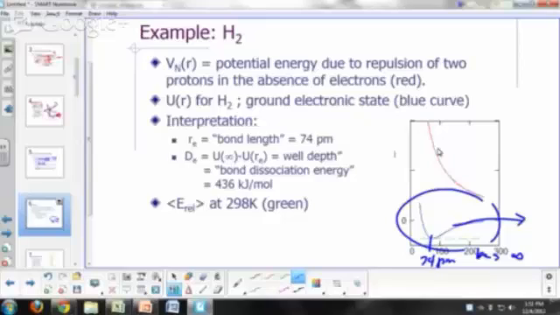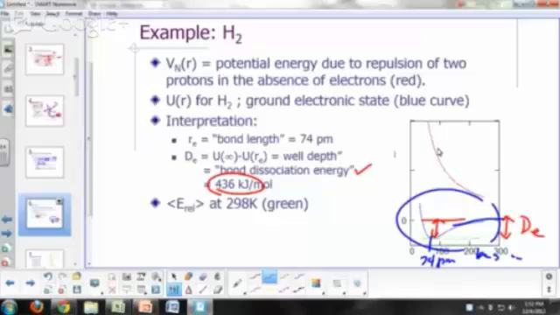So the difference between that limit, zero, and this minimum is your bond dissociation energy. That's the depth of your well. That's your well depth. It's referred to as the bond dissociation energy, and the value for that is 436 kilojoules per mole.